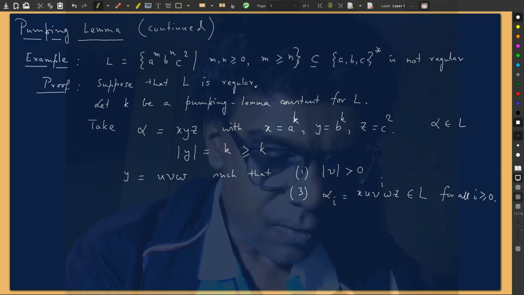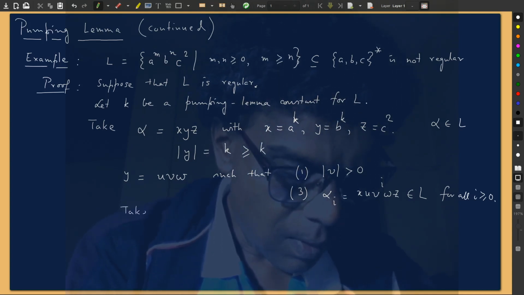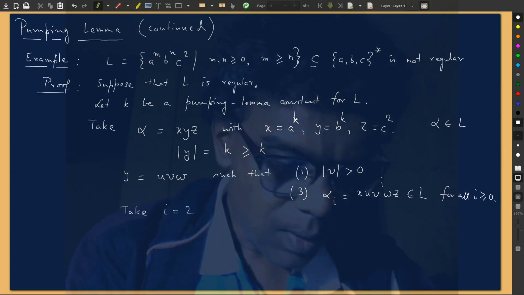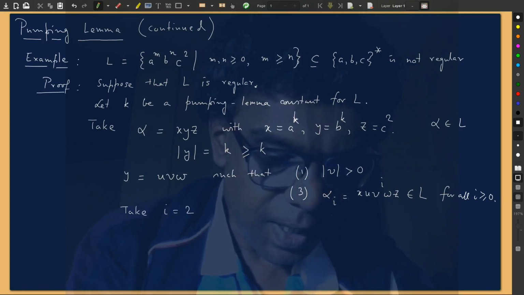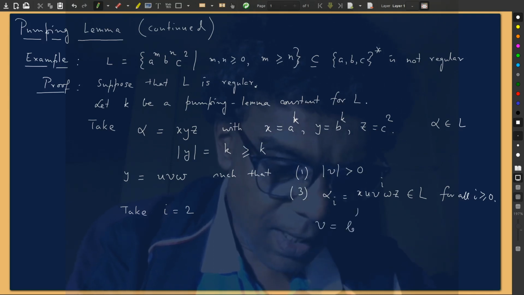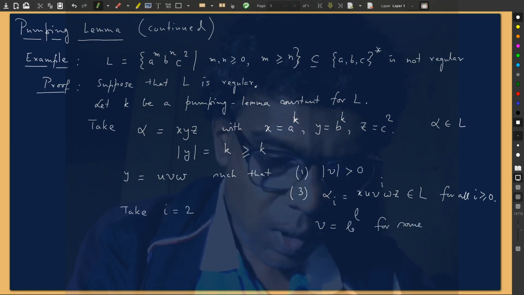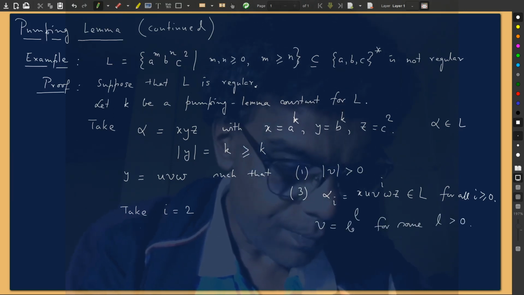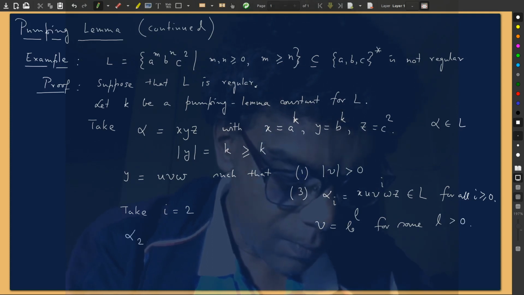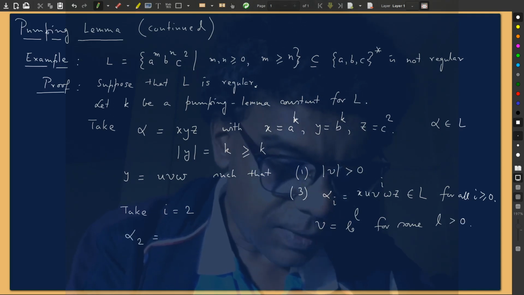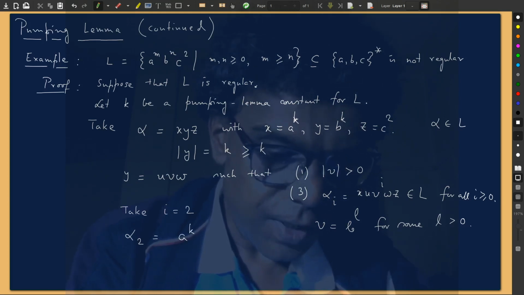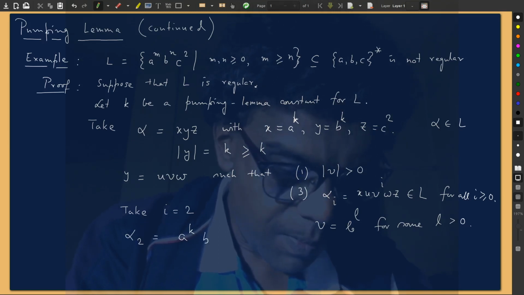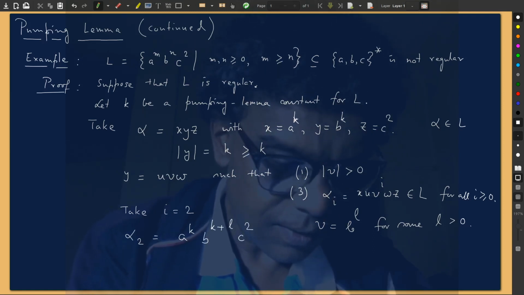Now I have a choice for i. So take i equal to 2. Then what is v? v is non-empty. It is sitting inside this block b power k. So v must be b power l for some l greater than 0. But then if I look at alpha 2, this is x, a power k, u v w, I have just taken another instance of v pumped in. So this will be of the form b power k plus l, c square, because z is just c square.